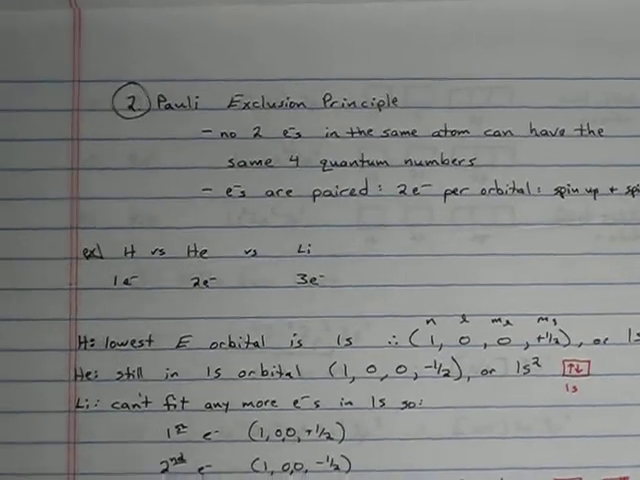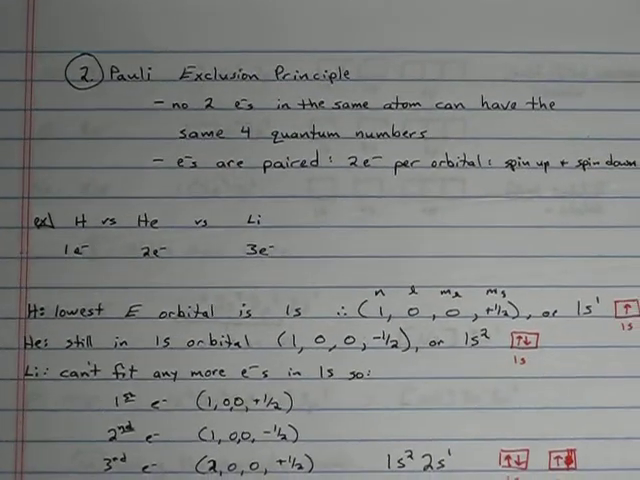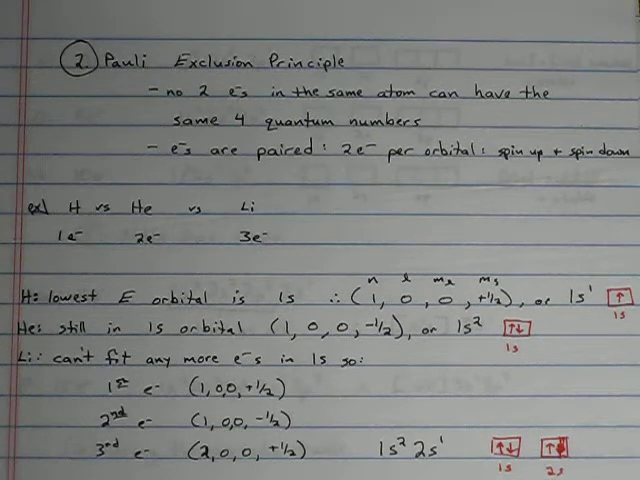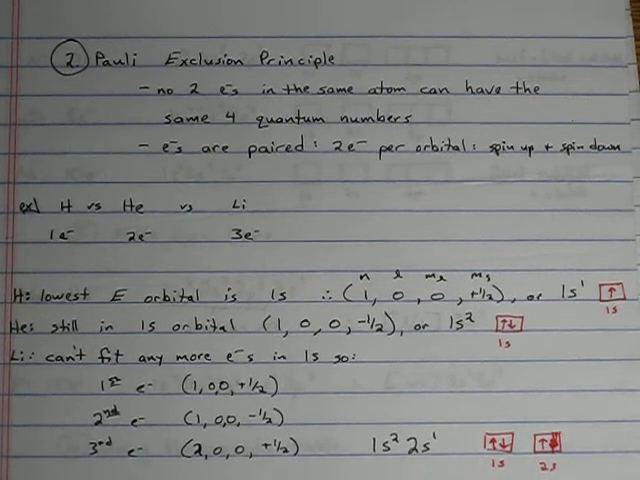All right. Our next principle we need to look at is called the Pauli exclusion principle. What Pauli says is that no two electrons in the same atom can have the same four quantum numbers. Recall n, l, m sub l, and m sub s.